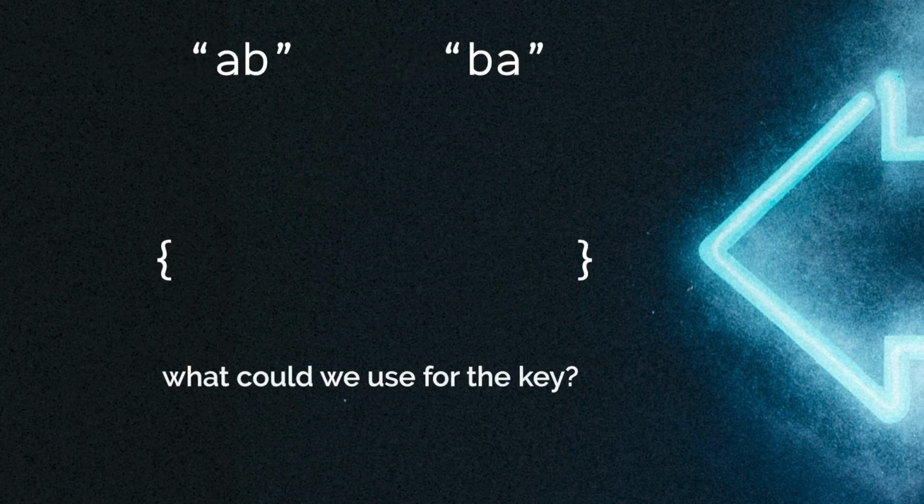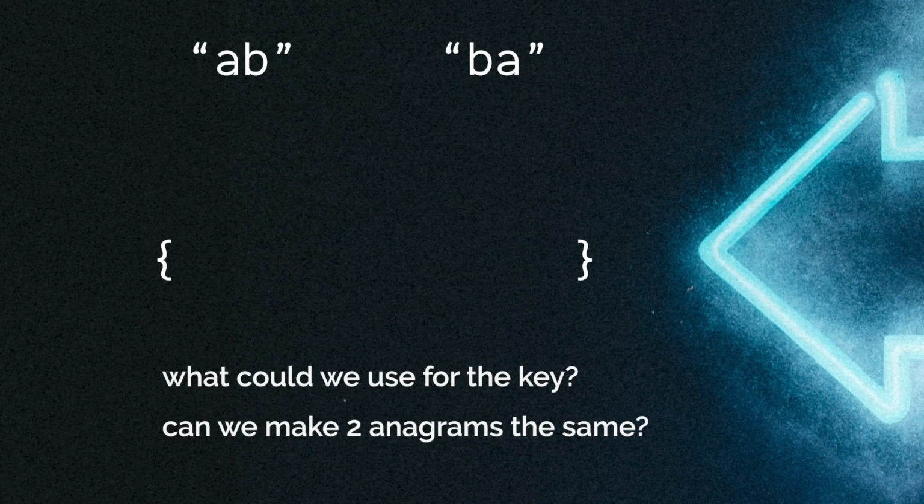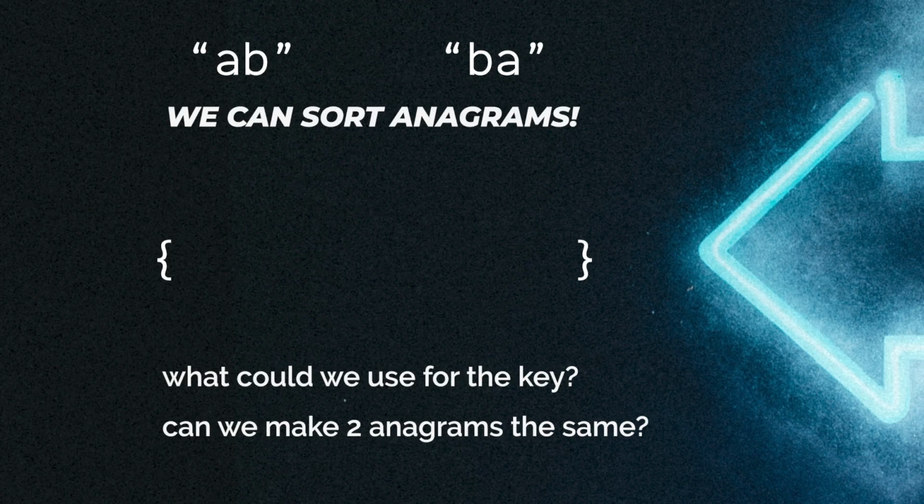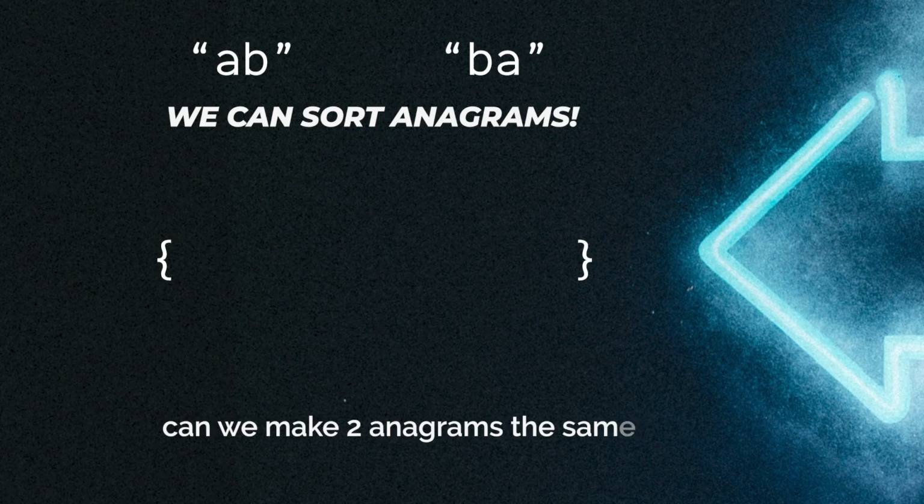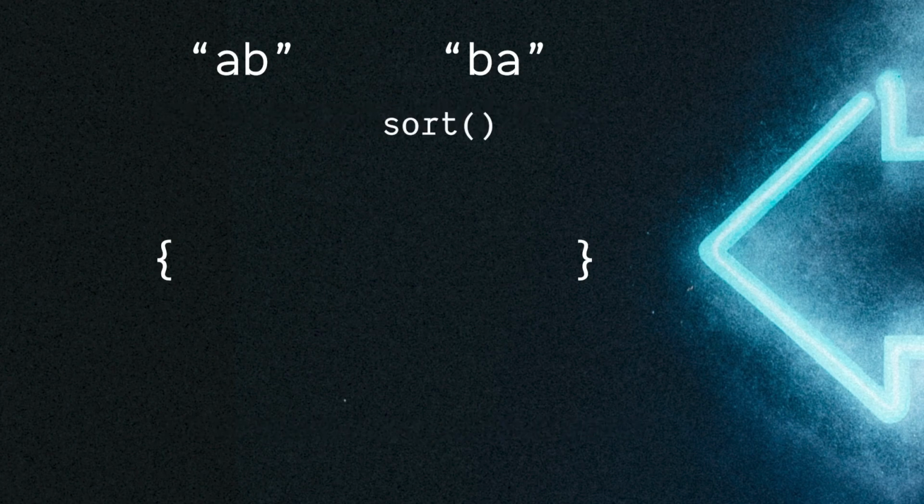But there is a better way. If we want to use a single hash table, what could we use for the key? Maybe there's a way to make two anagrams the same. In fact, we can sort anagrams by characters, so all the A's come first, all the B's come second, and effectively make any two anagrams the same. So running AB and BA through a sort function will make them the same.